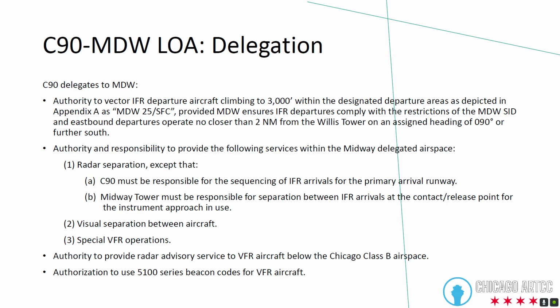Authority to provide radar service to VFR aircraft below the Chicago Bravo airspace. This is a radar tower, so we can use the STARS display, tag up aircraft, and provide VFR services. Authority to use 5100 series beacon codes for VFR aircraft. Of course, this is not yet implemented in CRC. Hopefully it will be someday. For now, just use the CRC assigned beacon code in the flight plan.